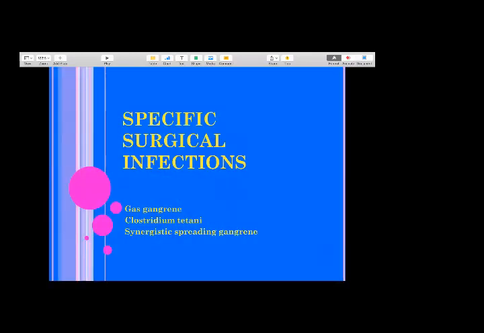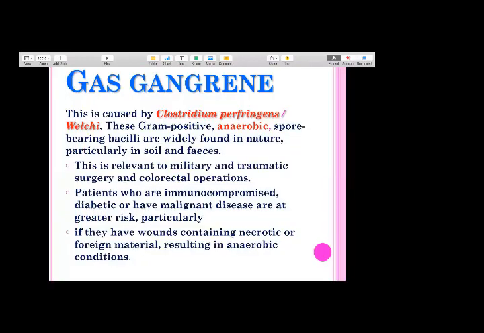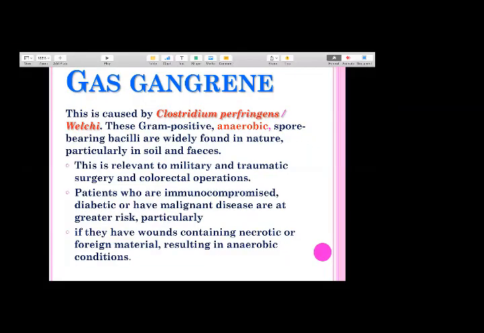Specific surgical infections like gas gangrene, Clostridium tetani, and synergistic spreading gangrene will be discussed. What is gas gangrene? This is usually caused by Clostridium perfringens, a gram-positive anaerobic spore-bearing bacillus. They're normally found in nature, in soil and feces.